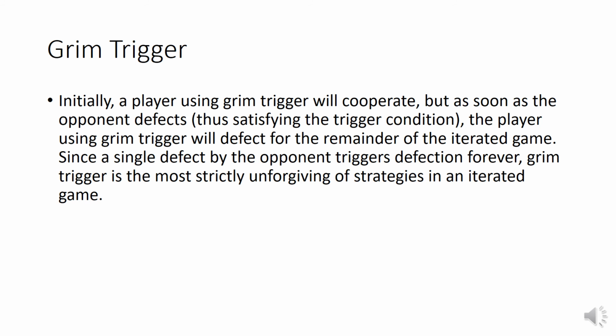Grim Trigger, you can't. Grim Trigger means if you defect on me, if you cheat on me, I will never trust you again, and it's going to screw both of us over forever. As soon as the opponent defects, this is the trigger condition, the player using a Grim Trigger strategy will defect for the remainder of the game and never come back.